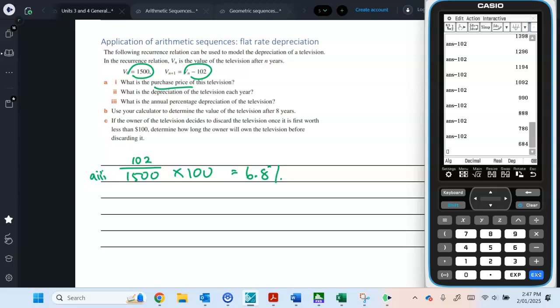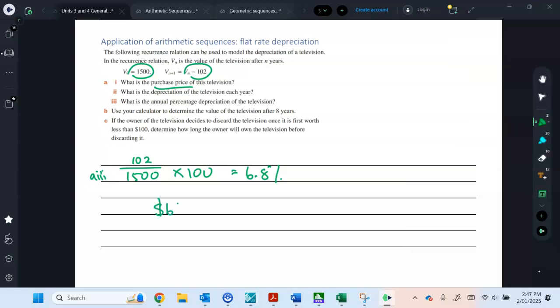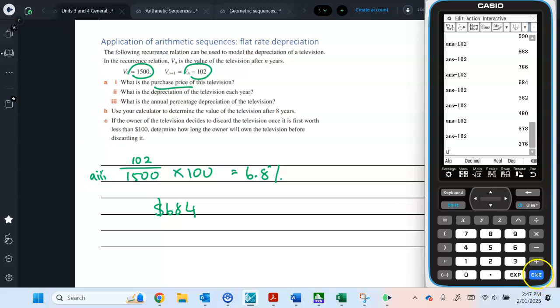The thing with flat rate depreciation, this is why earlier I said most things depreciate using reducing balance, because eventually, and it was 684, I just might write that down now before I keep going. If I keep pressing enter, after some period of time, it's going to be worth minus money. You can't have an object worth a negative value.